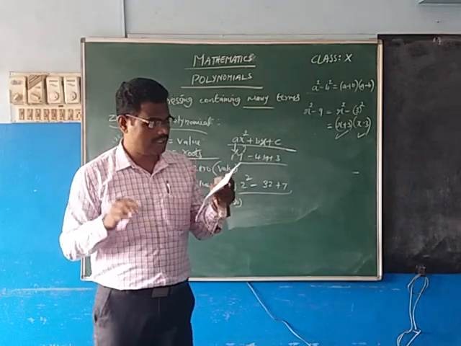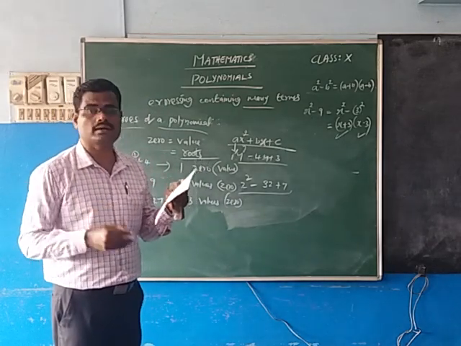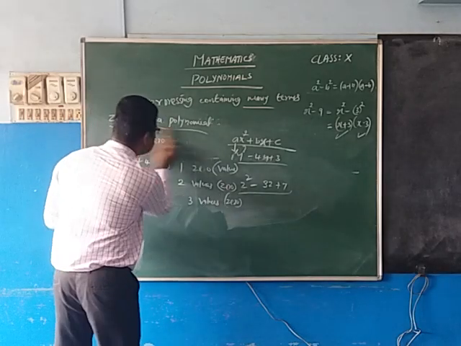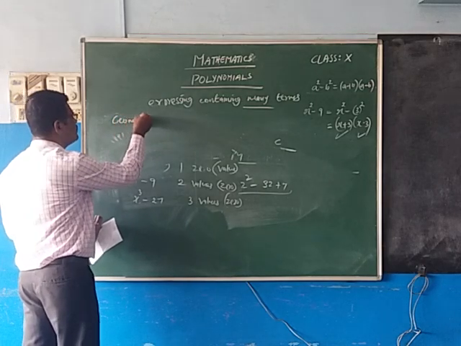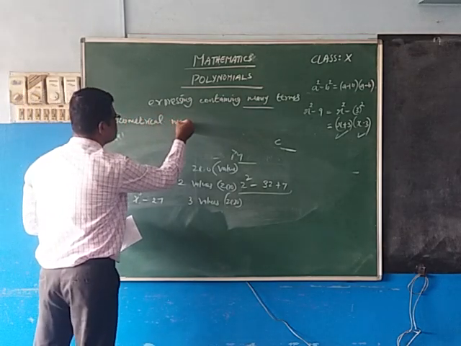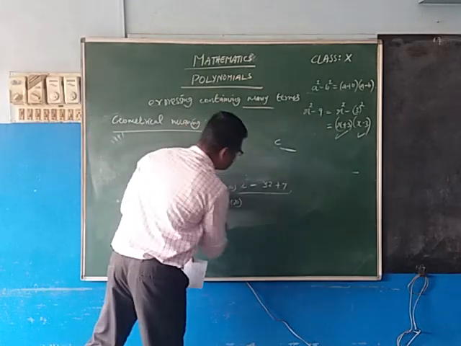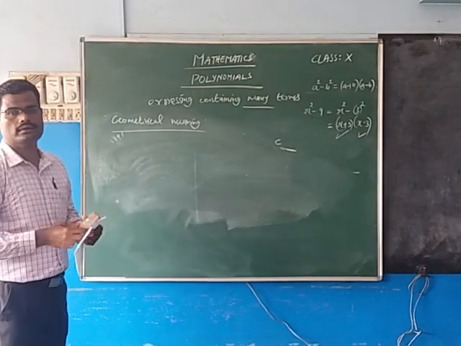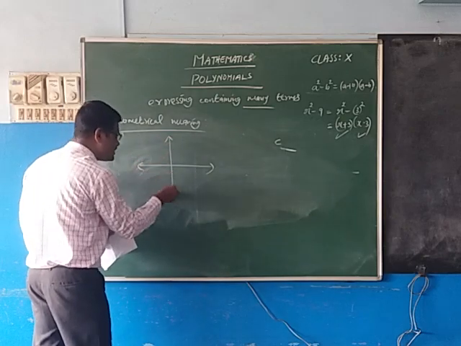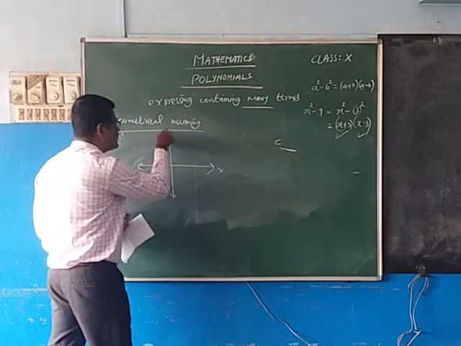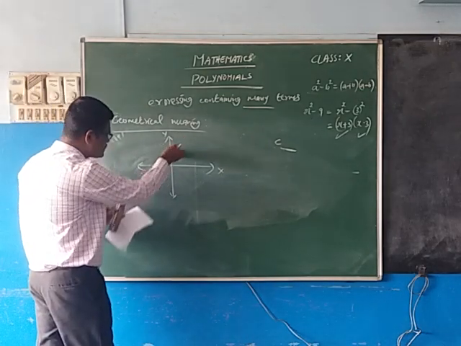In your textbook, they have given one example: the geometrical meaning of zeros of a polynomial. What is the meaning of geometrical meaning? Figures will be given. You need to say how many values it has. Geometrical means it is a graph, with x-axis and y-axis. So one graph is given like this.